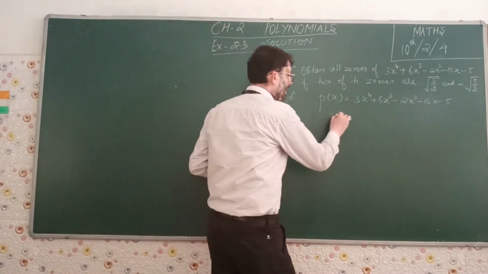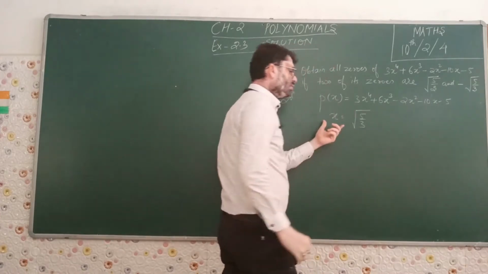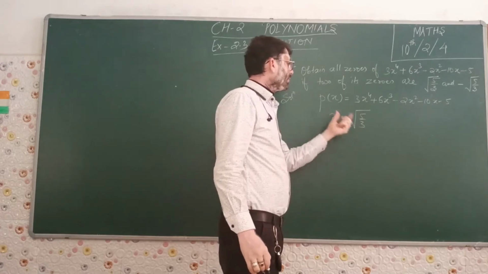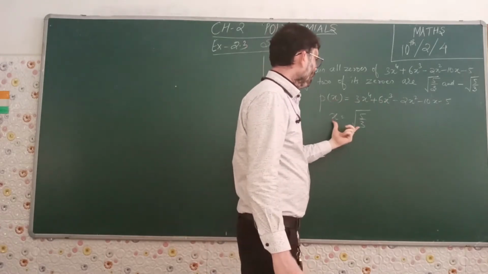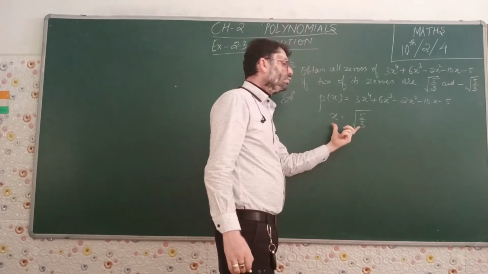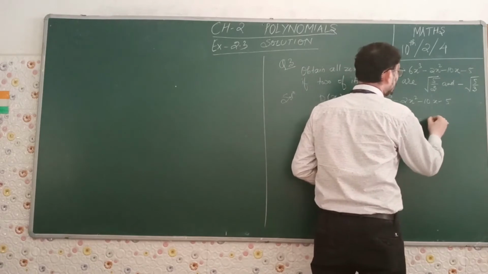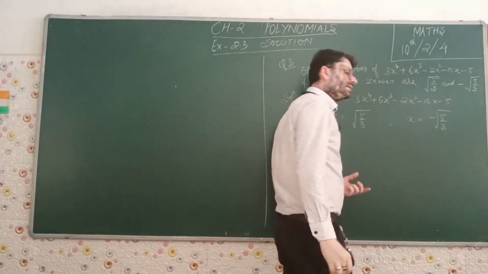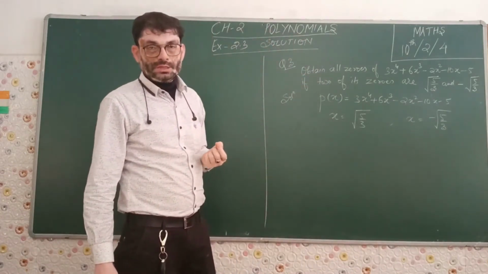That is why x = √(5/3) is considered a zero of the polynomial, because on substituting this value for x everywhere, the polynomial becomes 0. So one zero is x = √(5/3), and the second zero given to you is x = -√(5/3). These are the two zeros. Both, on substituting, will make the polynomial 0.